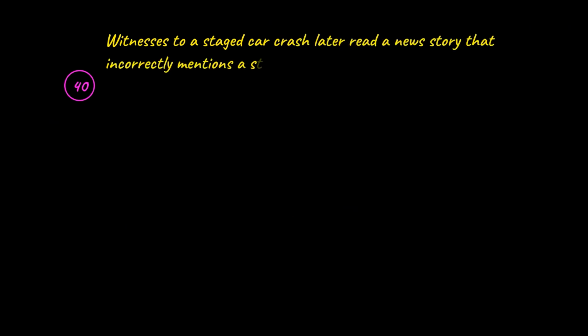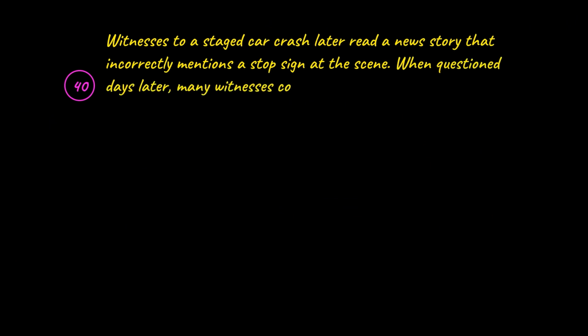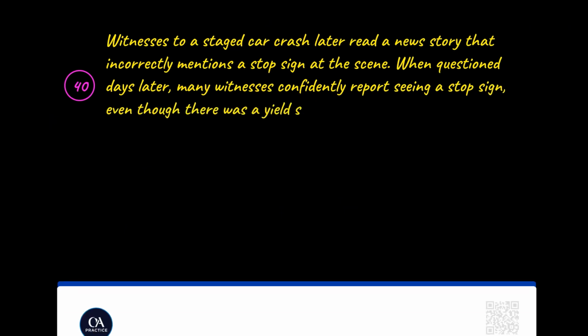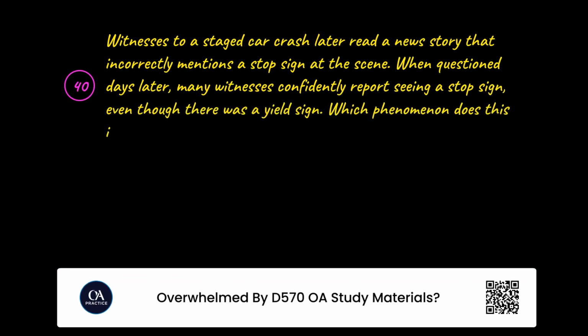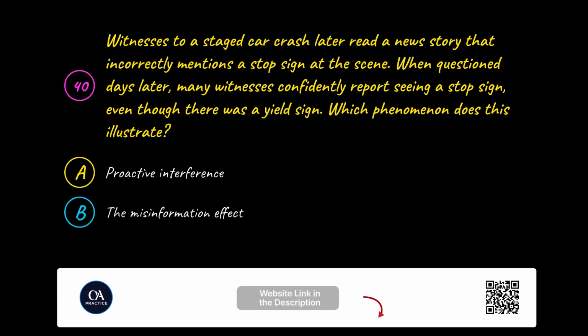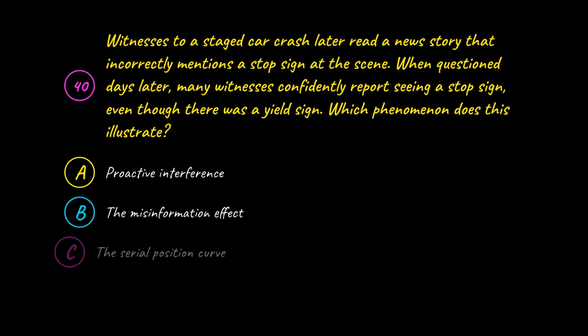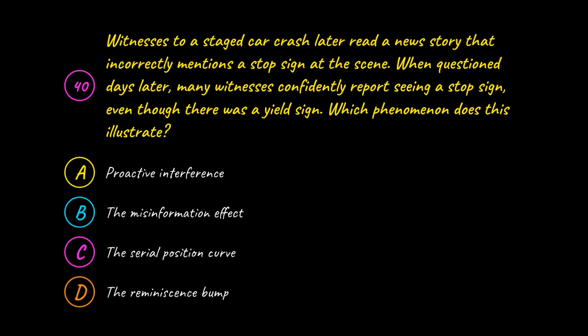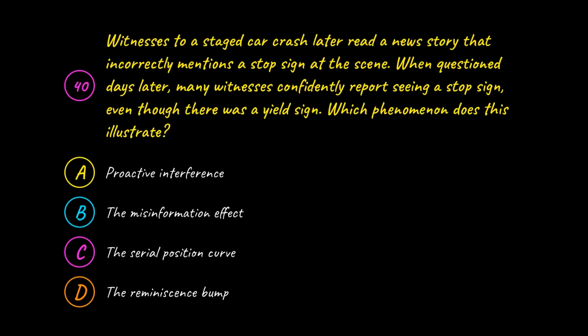Question 40. Witnesses to a staged car crash later read a news story that incorrectly mentions a stop sign at the scene. When questioned days later, many witnesses confidently report seeing a stop sign, even though there was a yield sign. Which phenomenon does this illustrate? Your options are A. Proactive interference, B. The misinformation effect, C. The serial position curve, D. The reminiscence bump. Got a guess? Lock it in.